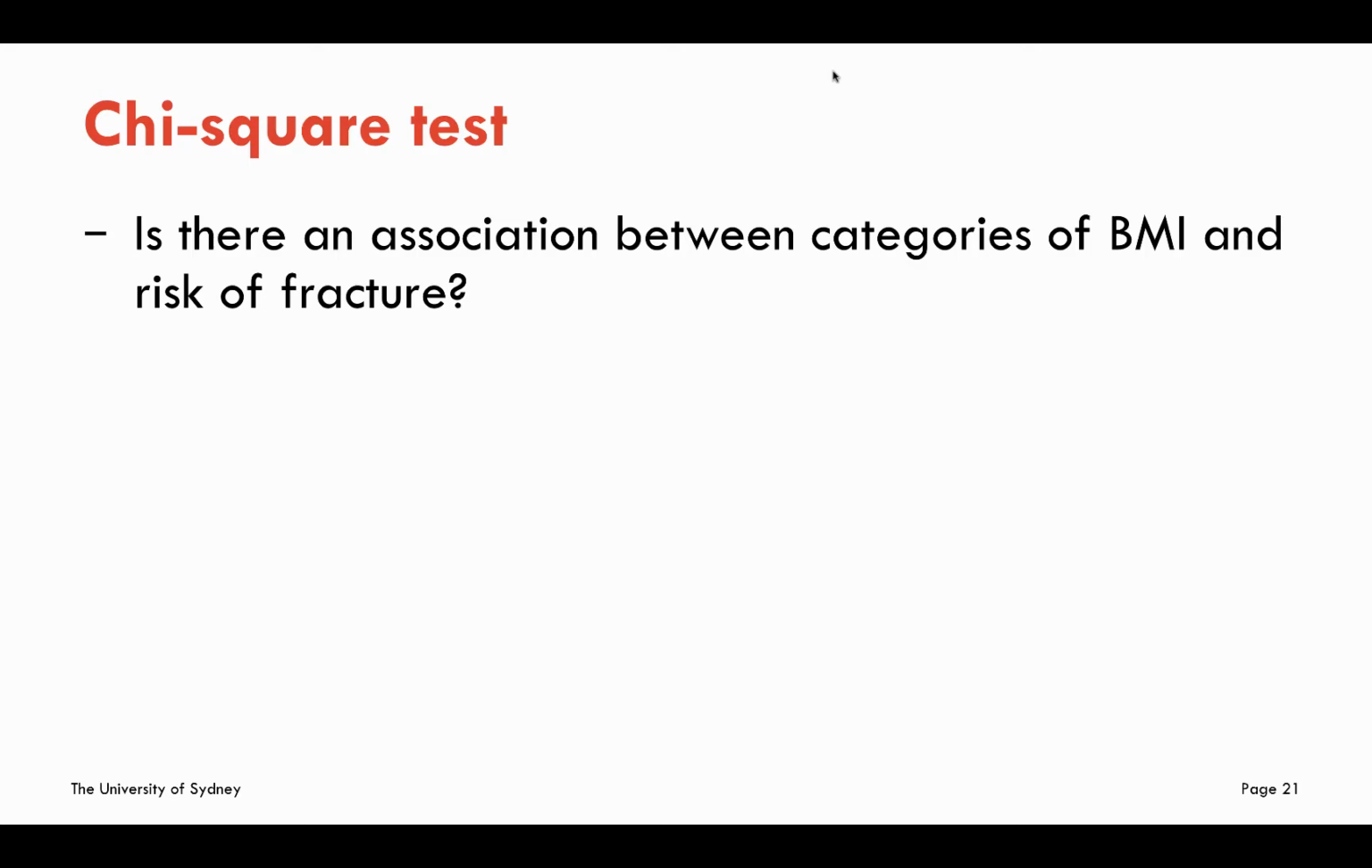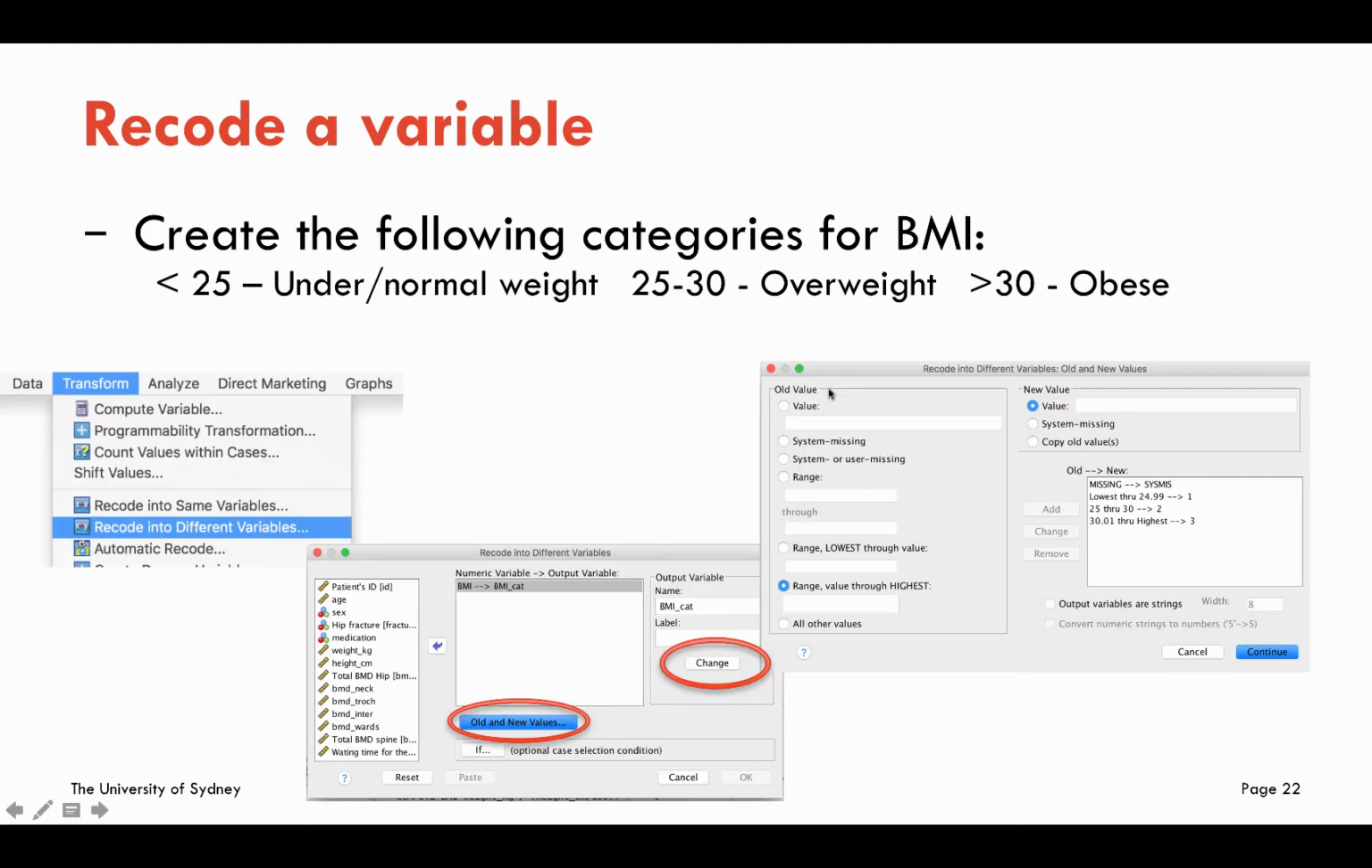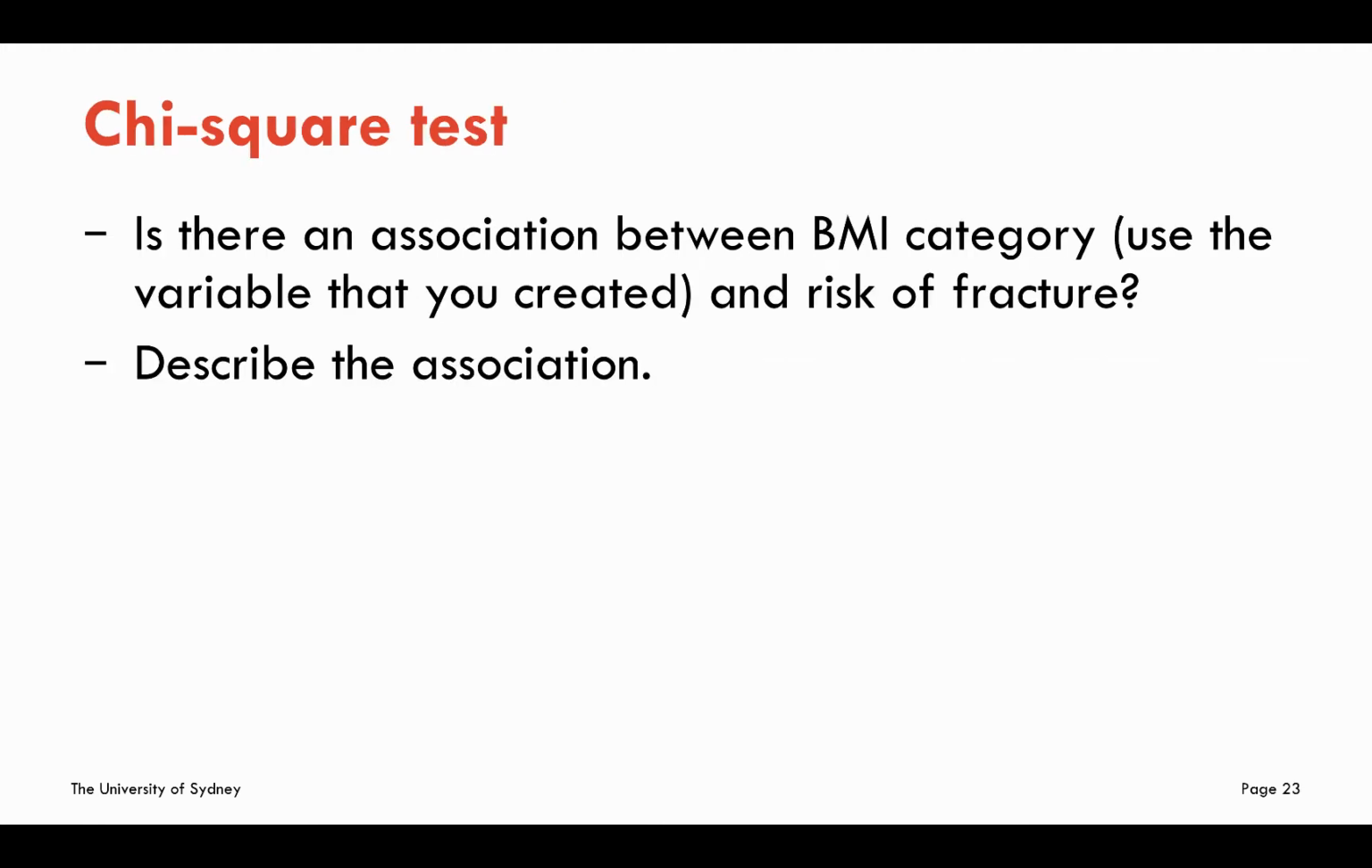So using the dataset BMD drug, we now want to study the association between categories of BMI and risk of fracture. You should have created the variable BMI in the lecture, and we'll now want to categorize the variable BMI, creating these three categories: under 25, 25 to 30, and higher than 30. And once we have these three categories, then we want to study its association with the variable fracture.